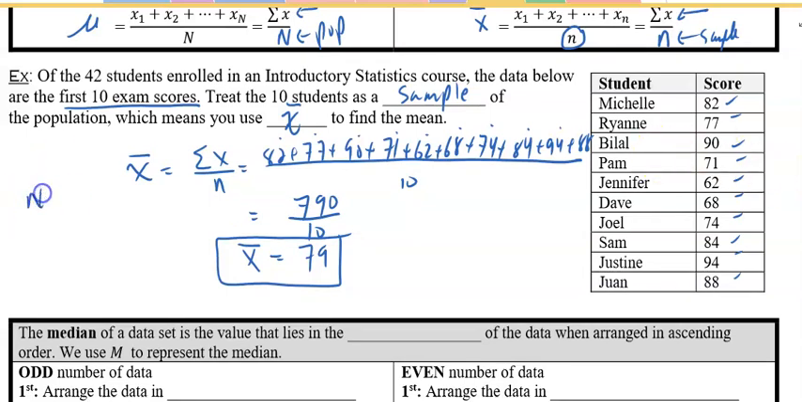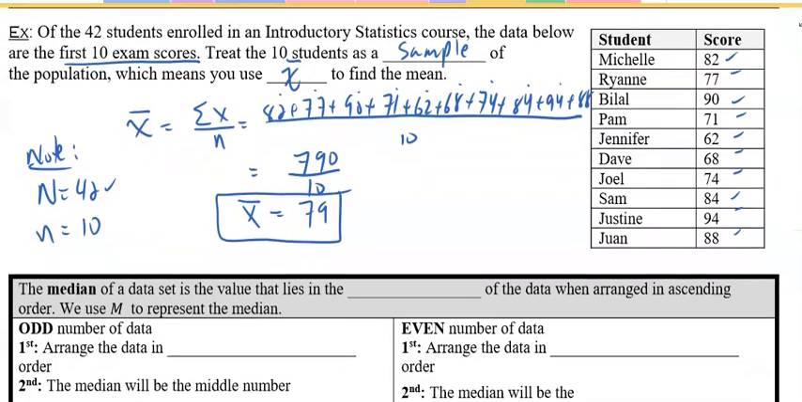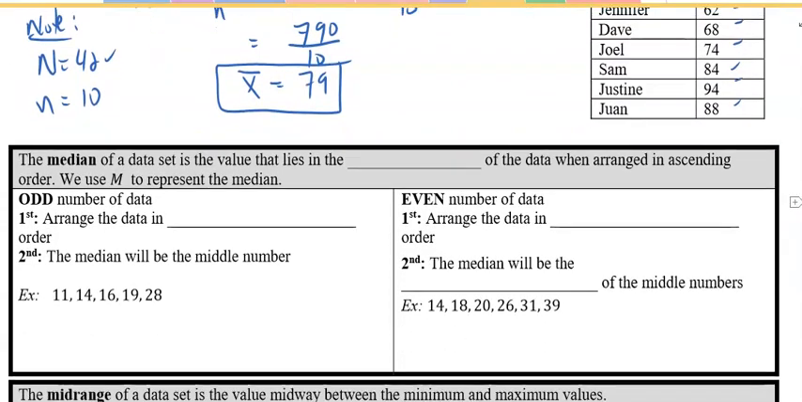So note here, capital N is 42, the population, and the sample is 10. We're going to come back to this problem and do a bit more to it. For now, that's the arithmetic mean, which is the mean.